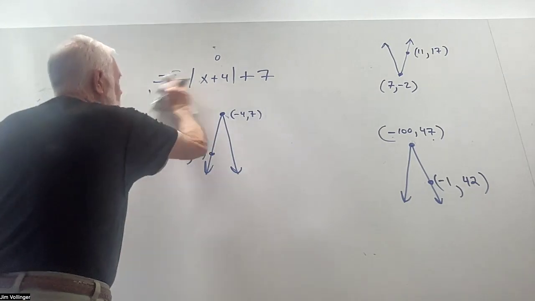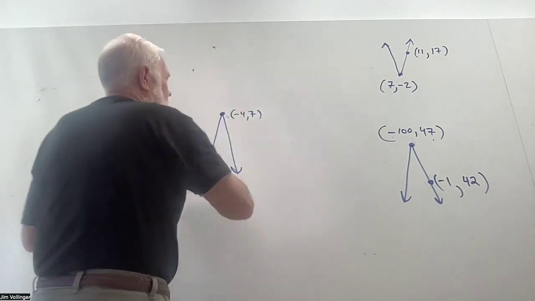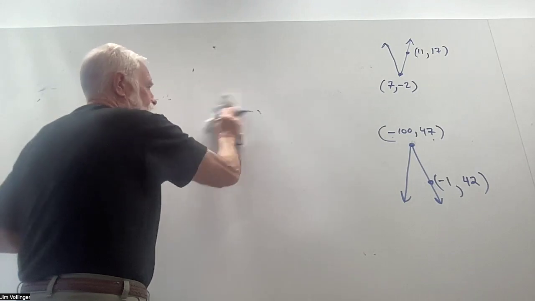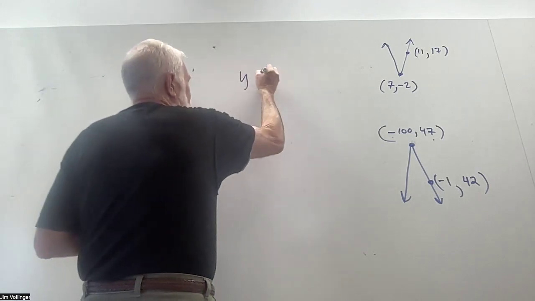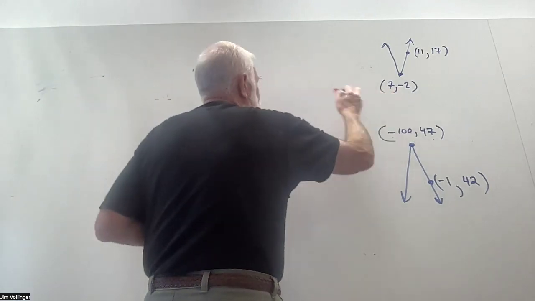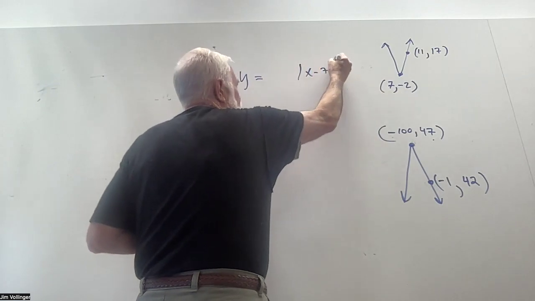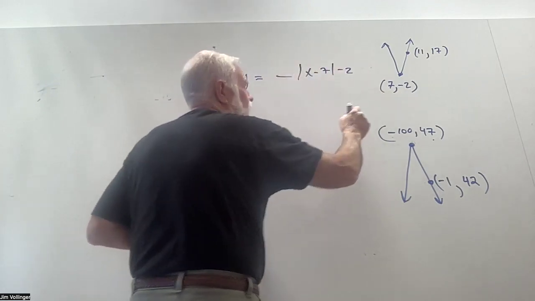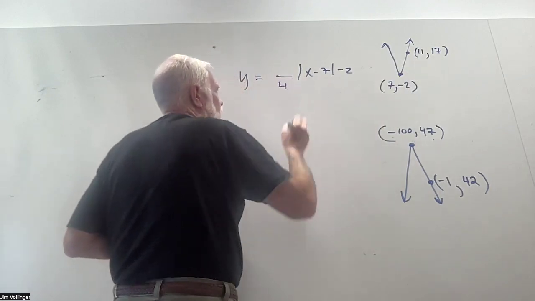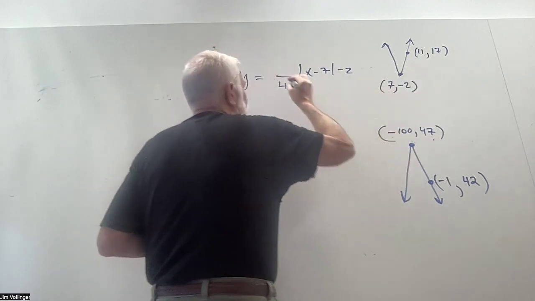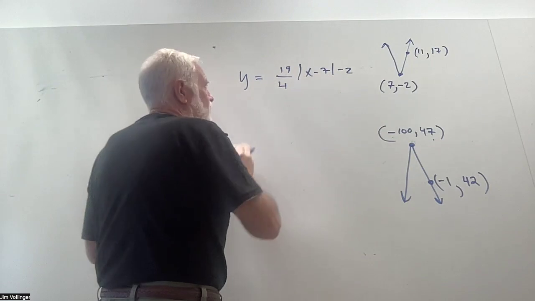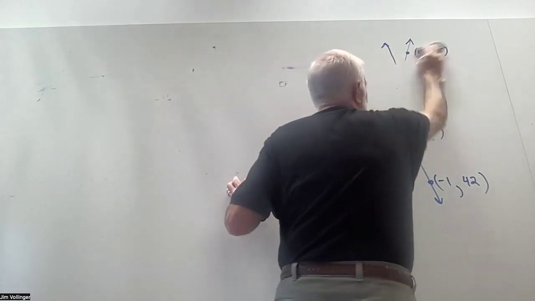All right, let's get rid of that one. Okay, if I make a mistake, I make a mistake. I'm just going to plow through. 7, -2, so x minus 7 minus 2. Absolute value change 4 units, and -2 to 17 up 19. So that's that one. Pause the video.